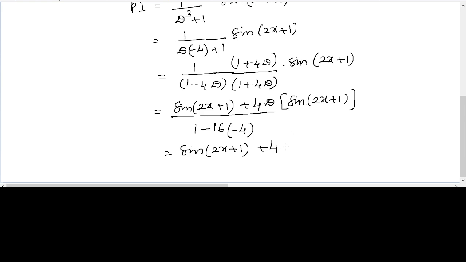What is the derivative of sine of this one? That is cos of (2x plus 1) into 2. Okay, so into 2, and in the denominator we write 1 minus into minus, plus 16 4s are 64. Okay, so finally we can conclude the answer.